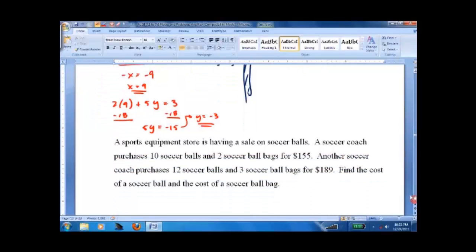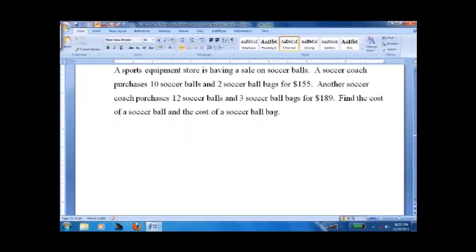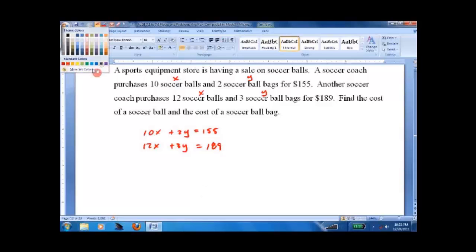And finally, a word problem. They look horrible. They're not. The algebra is actually easy, but they take a little time to set up. Soccer coach purchases 10 soccer balls. We're going to call them X. And 2 soccer ball bags, we're going to call them Y. So he buys 10X plus 2Y, and that equals 155. Another coach does 12X plus 3Y, and he gets 189.